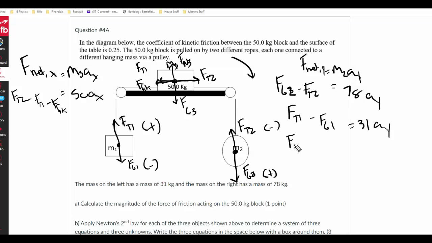Alright, and so here is my system of equations. Minus Ffk, and actually I know Ffk is 125, I found that before. That's equal to 50ax. Okay, if you draw a box around these 3 equations, that's another 3 points. Okay, but you had to get the signs correct to get full marks.